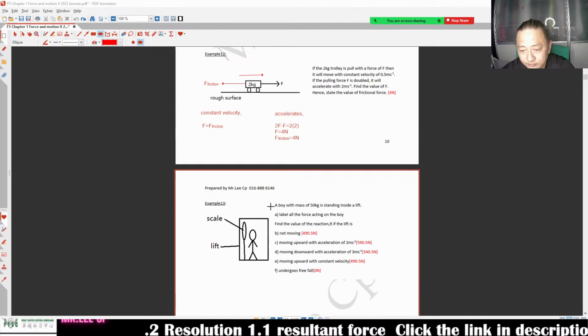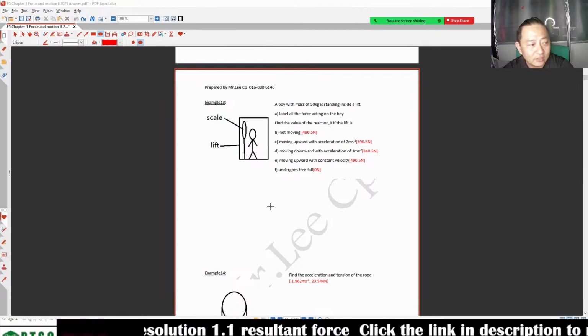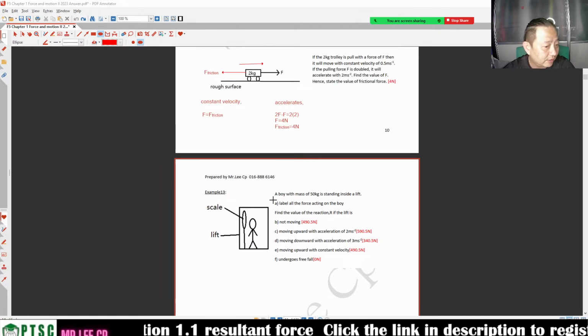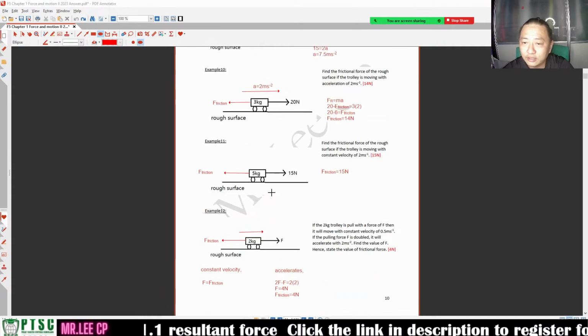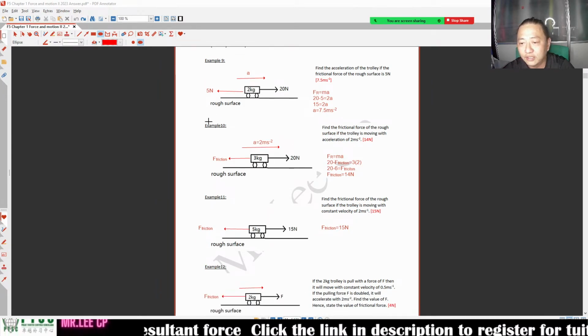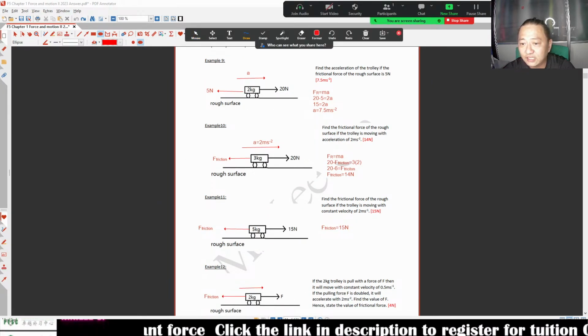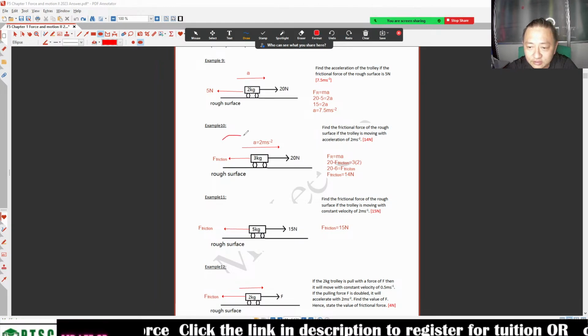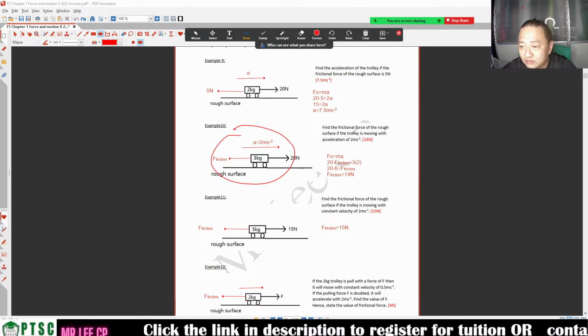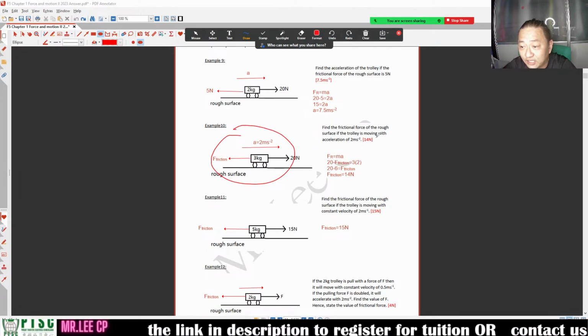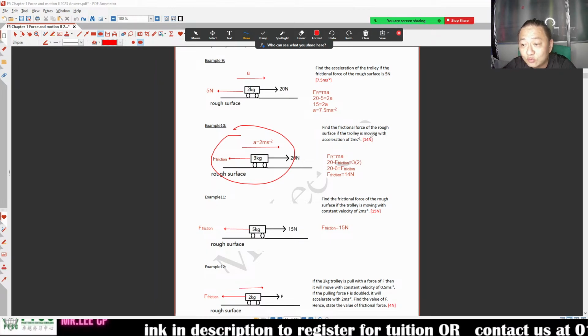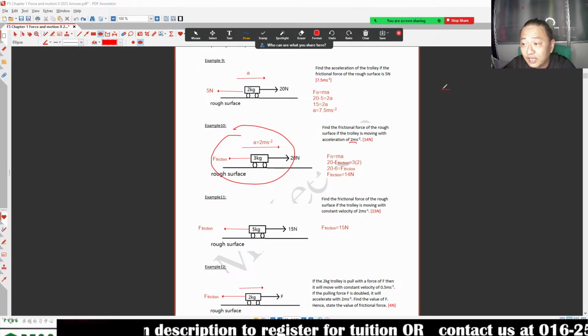Right, now this week we are going to see something harder. Not all joined yet. Never mind, I take one example. Rough surface, let's say rough surface here. I take this example. Find the frictional force, if the trolley is moving with the acceleration of 2.